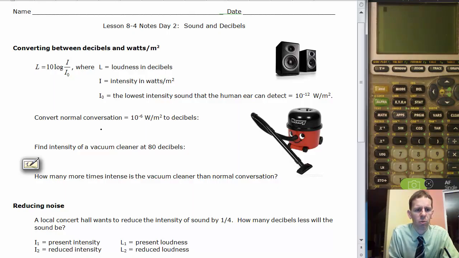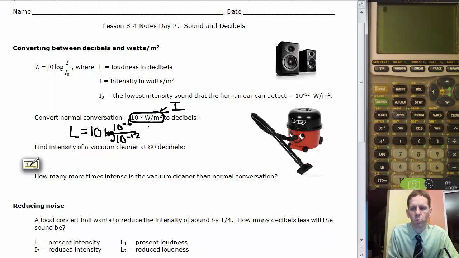For example, to convert normal conversation, which is 10 to the negative 6th watts per meter squared, to decibels, we're going to use our equation. L equals 10 times I, the intensity in watts per meter squared, so this is an intensity value right here. We're going to plug that in for I, over I sub 0, which is always going to be 10 to the negative 12th power. Now, one thing I've forgotten here is my log, so I need to make sure that's in my equation as well. So L equals 10 log of 10 to the negative 6th power over 10 to the negative 12th power.